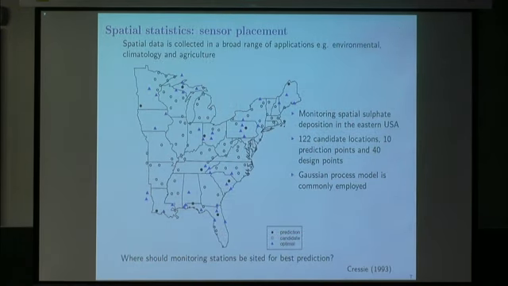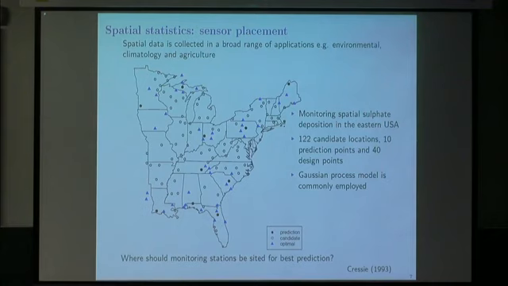The second example is from the area of spatial statistics and the typical sensor placement problem, where here we have 122 monitoring stations in Eastern USA, and the aim is to choose the best location if we want to predict the black dots here. So we have 122 candidate points indicated by open circles here, and we choose the optimal locations, which are the blue triangles.